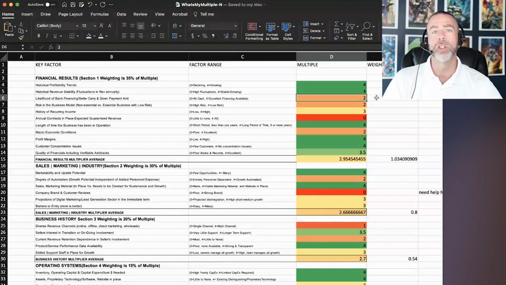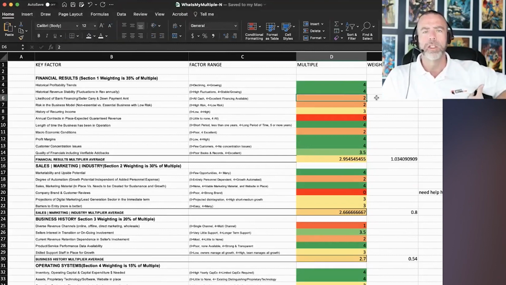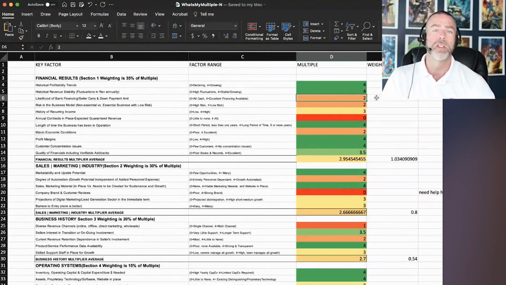The next one we have is the likelihood of bank financing. This is going to be a larger transaction. It's going to list for over $10 million. There's a little bit of a challenge right now in the marketplace for getting financing over $5 million. Between $5 and $10 million, it's a little bit tougher. Over $10 million, we can start to get financing from private equity firms. This one I think is going to be kind of tough. I was a little harsh on this one and gave them a 2, for a variety of factors.